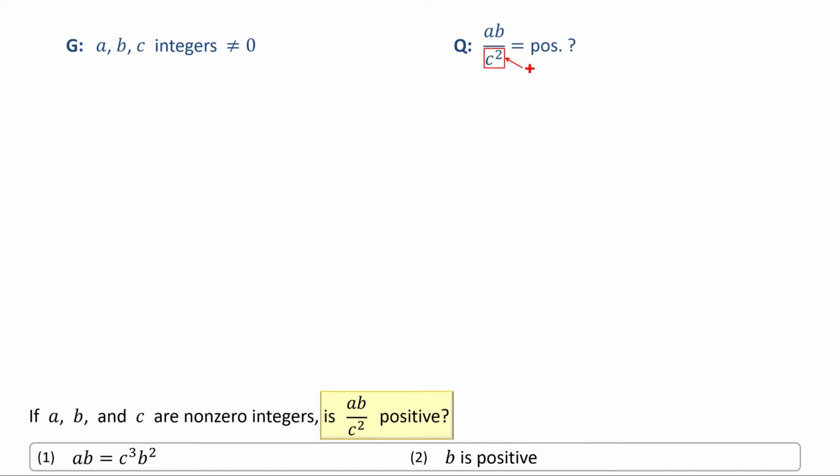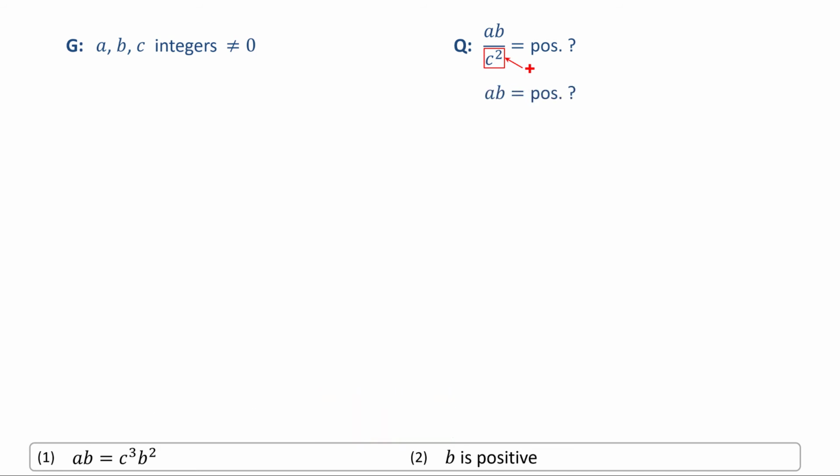Now, given that C squared is positive, the sign of the whole fraction AB over C squared will just be the sign of AB. That's because dividing a quantity, in this case AB, by a positive number does not result in a change of sign. Since the term C squared makes no difference to the sign of the fraction, we might as well get rid of it. So let's just ask whether AB is positive.